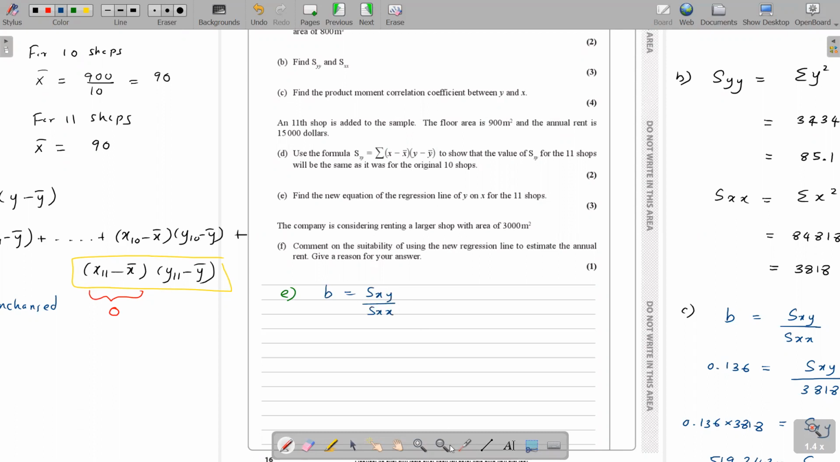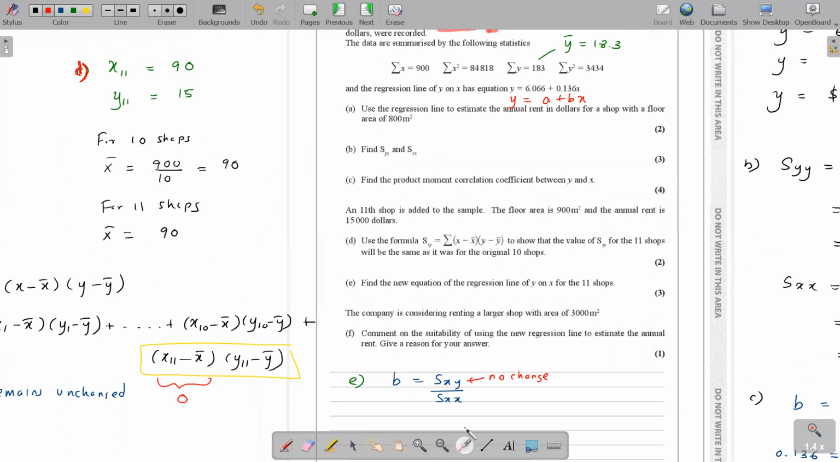Now we just found out sxy, does it change? Sxy doesn't change, there is no change. So what happens to sxx? Do you think sxx is going to change? Since the x variable mean is not changed, you saw that the mean for 10 shops and for 11 shops is exactly the same. So adding the new value will make no effect on sxx. It's really important: when the mean of the x variable doesn't change, the sxx and sxy will not change.